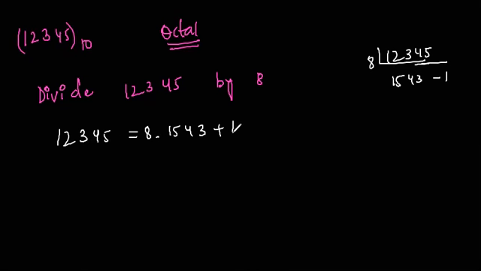Okay, so this 1 is a remainder, divisor is 8 and 1543 is the quotient. Again, in the next step, you will divide this 1543. So the quotient is 192 and the remainder will be 7. So let's write it again over here: 8 into 192 plus 7.